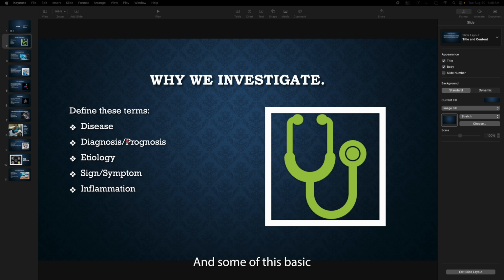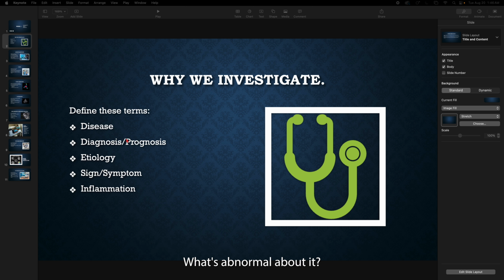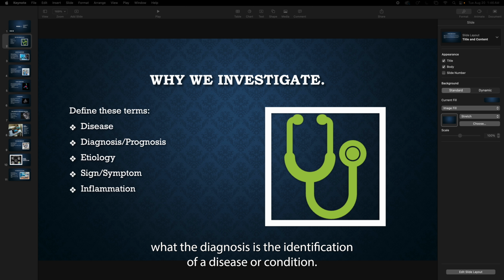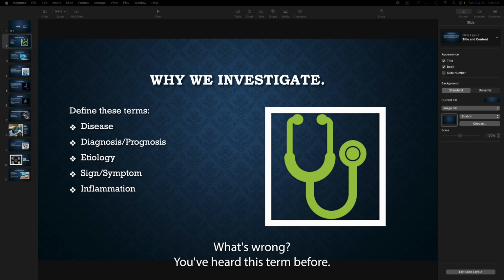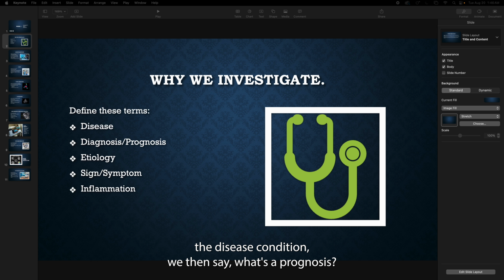And some of this basic thing that you should understand would be what's the disease process, what's abnormal about it. The next term that you should be able to identify would be what's diagnosis. Well, the diagnosis is the identification of a disease or condition. What's wrong? So you've heard this term before. The doctor would say, we got to diagnose this condition. So the patient arrives with an ailment or presents with an ailment, and the doctor says, we got to find a diagnosis. And once they arrive at a diagnosis or identify the disease condition, we then say, what's a prognosis?